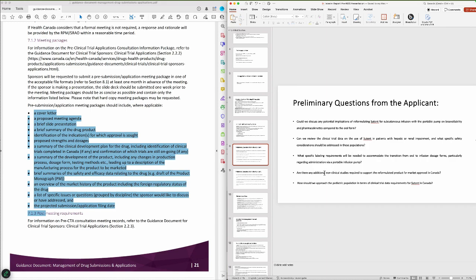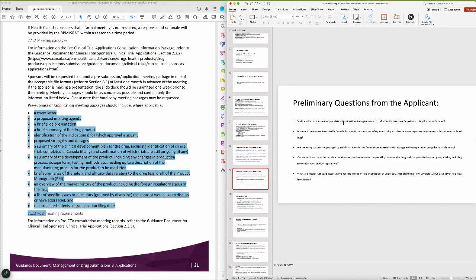Now, another question would be, are there any additional non-clinical studies required to support the reformulated product for market approval? Or how should we approach the pediatric population in terms of clinical trial data requirements for this product in Canada? Now you have other questions. Could we discuss the most appropriate risk mitigation strategies related to the infusion site, for example? You can now continue with several types of questions.